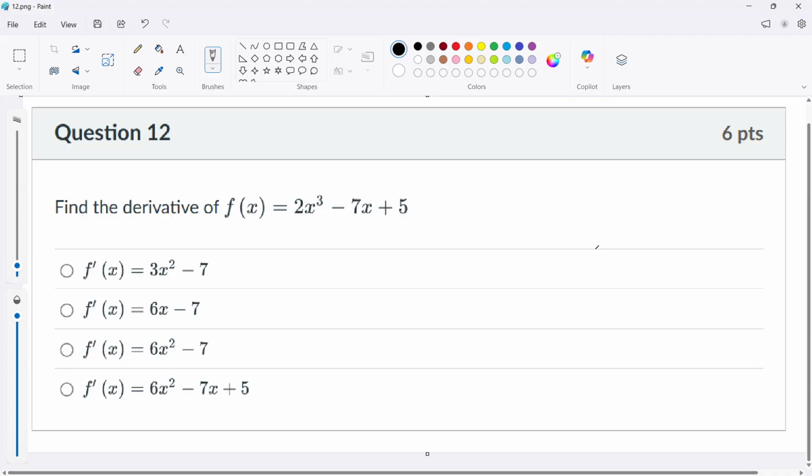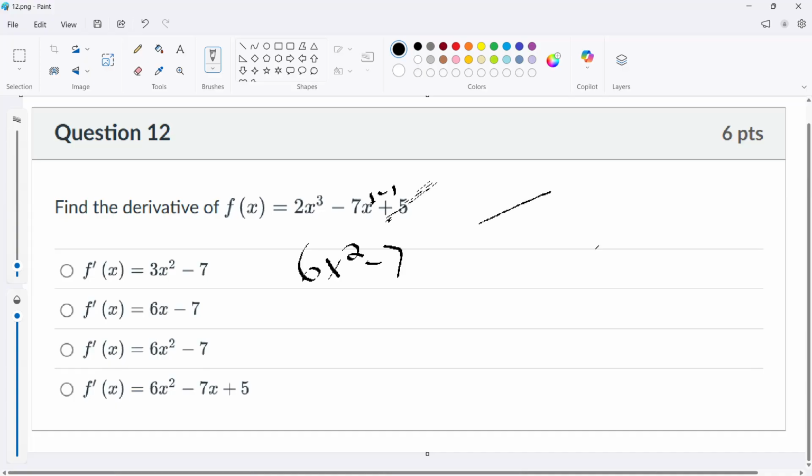So in this unit 5, there's the power rule. You take the exponent of x multiplied by the coefficient, the number in front. 3 times 2 is 6. And then you subtract 1 from the exponent. So x, 3 minus 1 is 2. And then this is x to the first. 1 times negative 7 is negative 7. 1 minus 1 is 0. x to the 0 is just 1. And then the derivative of a constant is just 0.